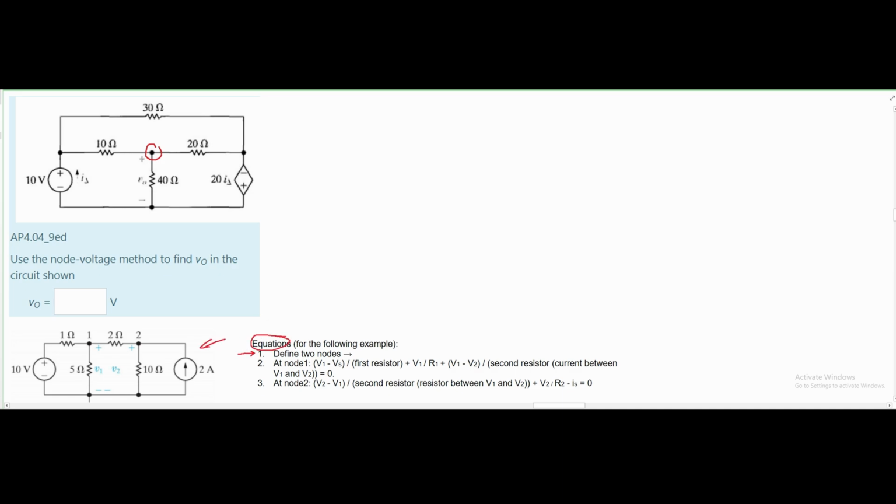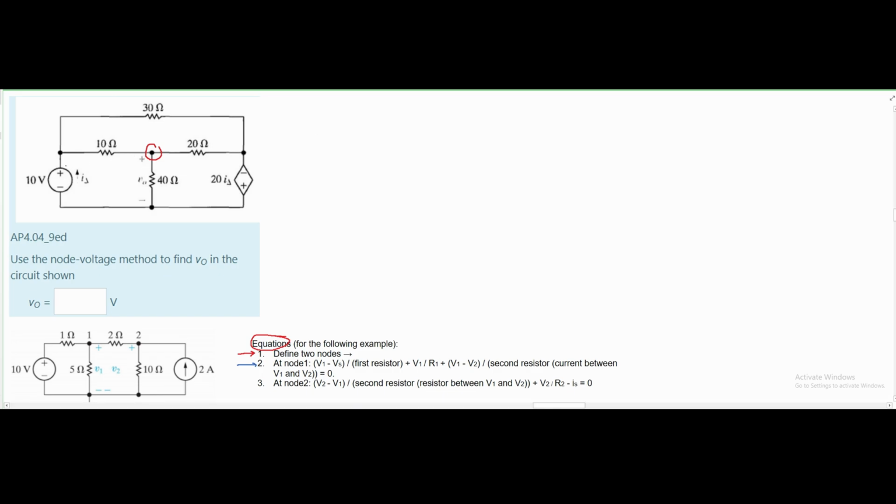The equations right here are for this example specifically. I've only linked it to reference 2, and it's also provided in the notes in the description. Now we're moving on to step 2, where we have node 1, which is our node 1 in red. We're going to look at the left side of our node.